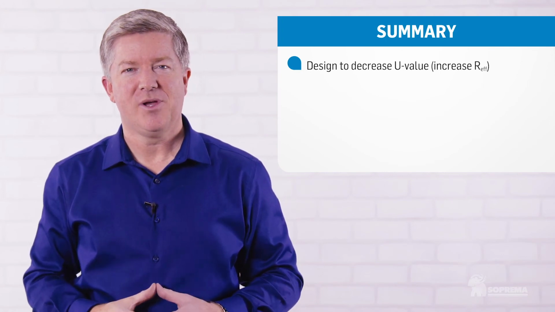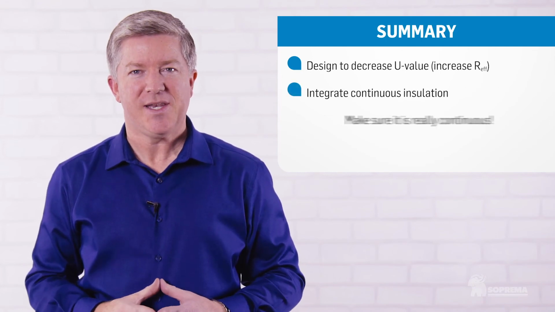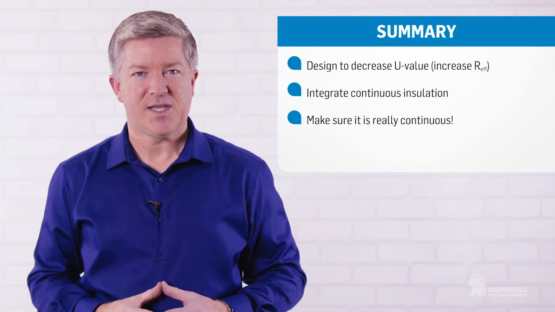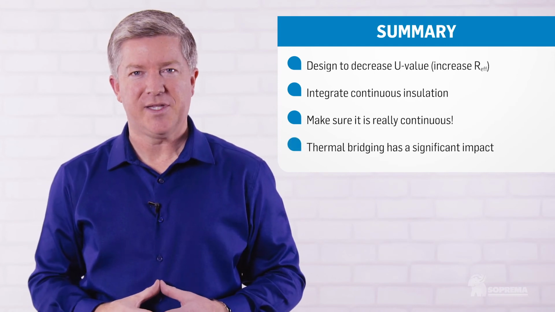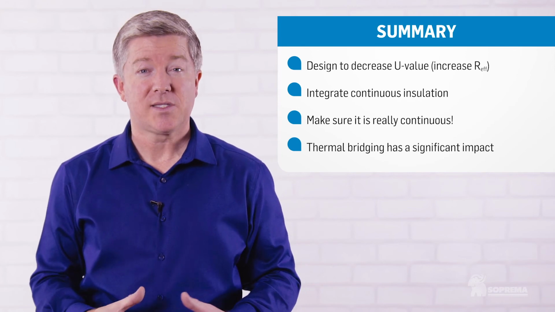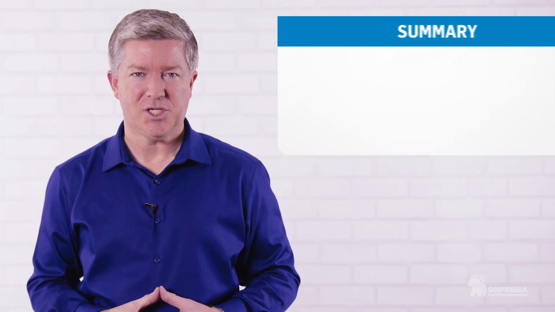In order to do so, integrating continuous insulation is key while making sure it is continuous. It is essential to mitigate thermal bridges because they have a significant impact on the building assembly total performance and sometimes more significant than the type and amount of continuous insulation.